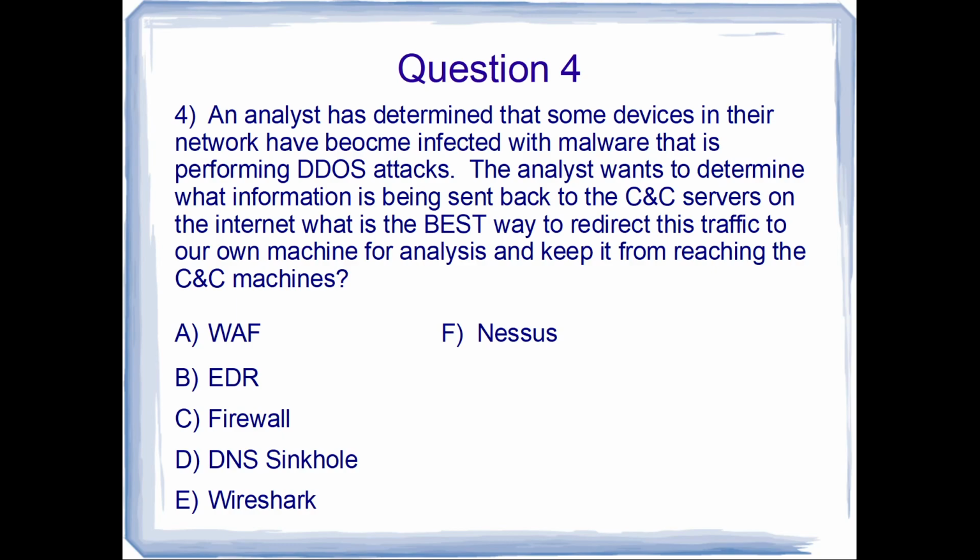An analyst has determined that some devices in their network have become infected with malware that is performing DDoS attacks. The analyst wants to determine what information is being sent back to the CNC servers on the internet. What is the best way to redirect this traffic to our own machine for analysis and keep it from reaching the CNC machines? WAF, EDR, firewall, DNS sinkhole, Wireshark, or Nessus?